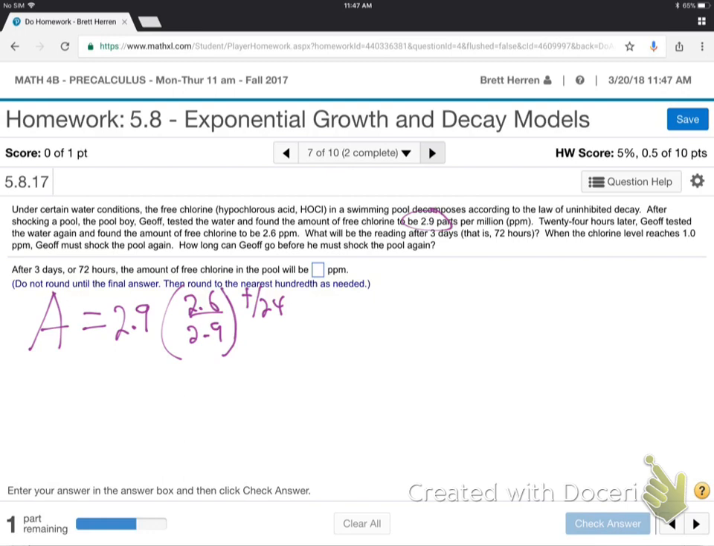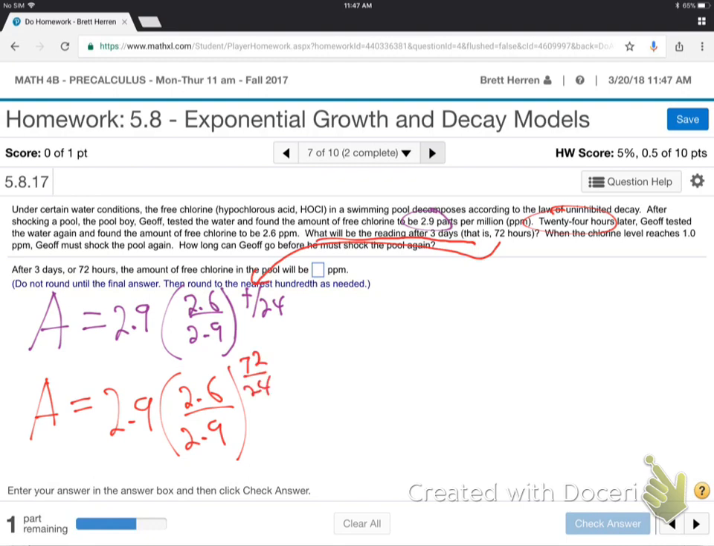All right, so now we can answer the questions. What will be the reading after 3 days? So that chlorine started at 2.9. After 1 day it was down to 2.6. How much is it going to be down to after 3 days? That's what they're asking. We're expecting some number lower than 2.6. So how do we figure that out? Could we plug 3 in for T? No, because now we're in hours. We started with 24 hours, so we have to keep using hours. That's why they're being nice to us and giving us the 72 as a big hint. 72 over 24, which is 3, and then hit the buttons on your calculator.